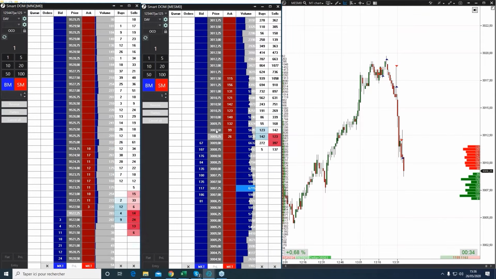So we always trade when we see a big buyer or big seller in the order book, and for the moment, every time the market makes a few ticks higher, there is a big seller.